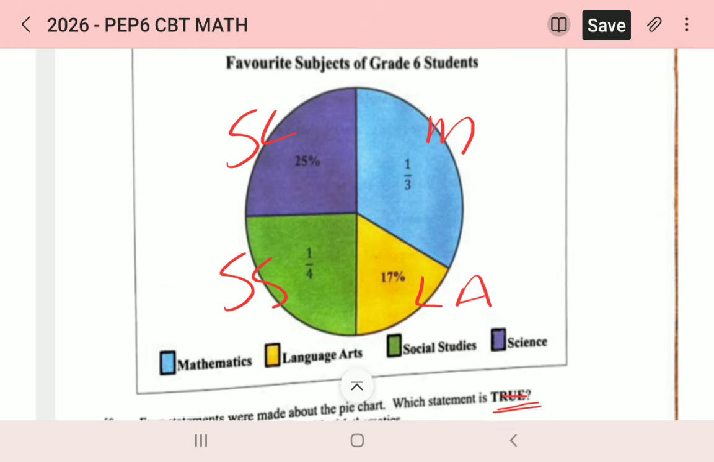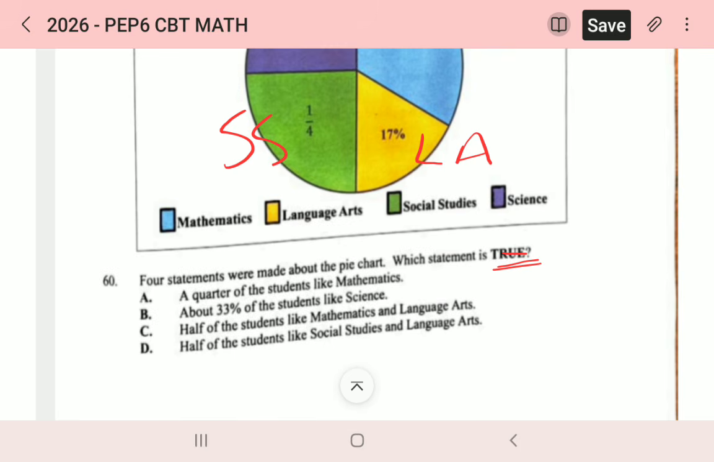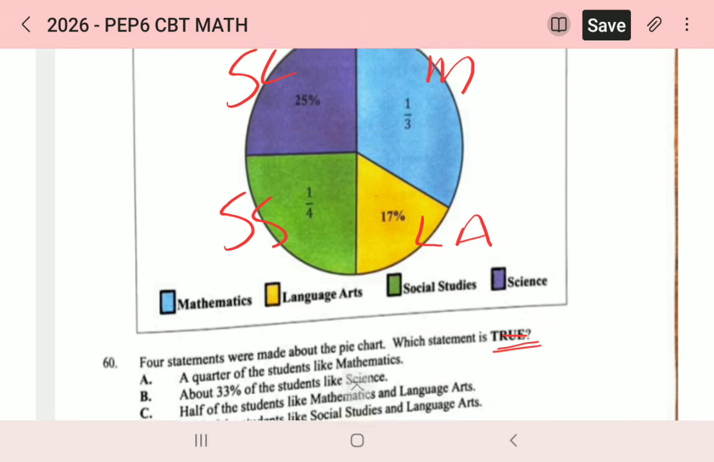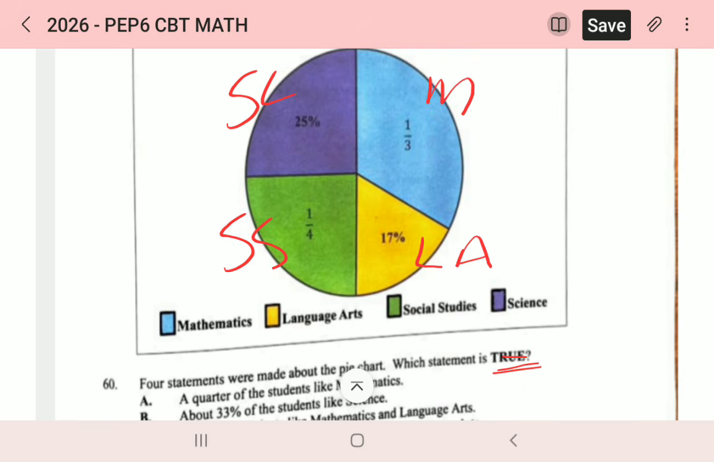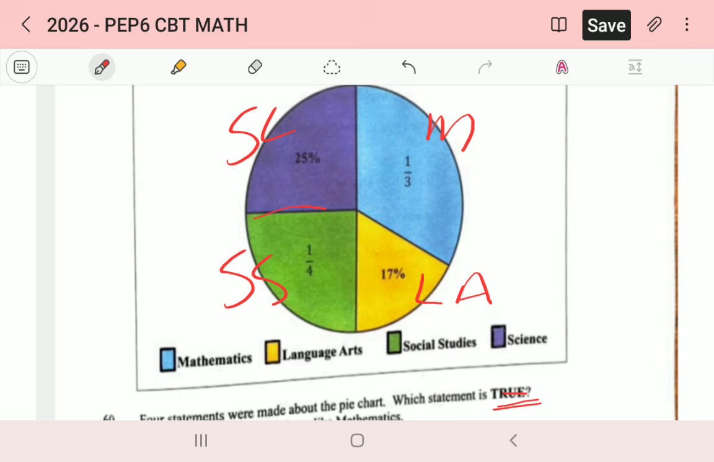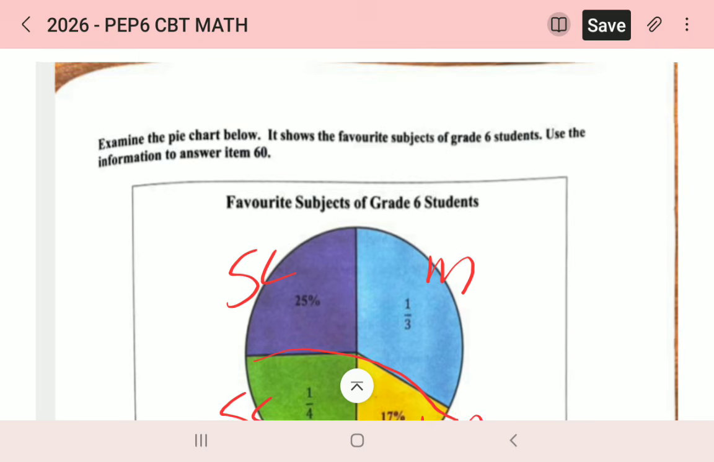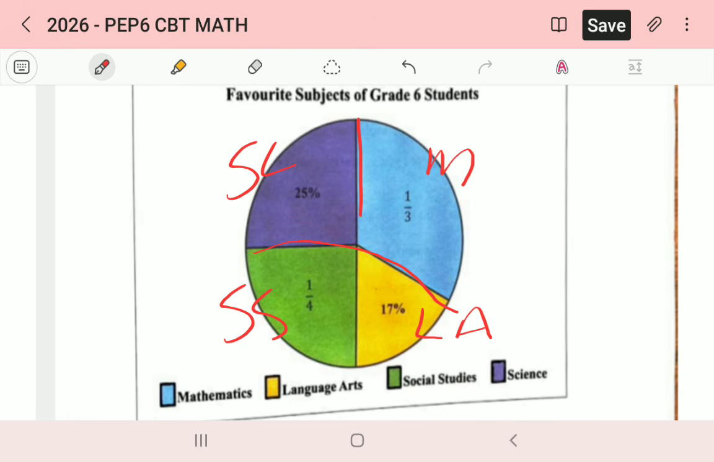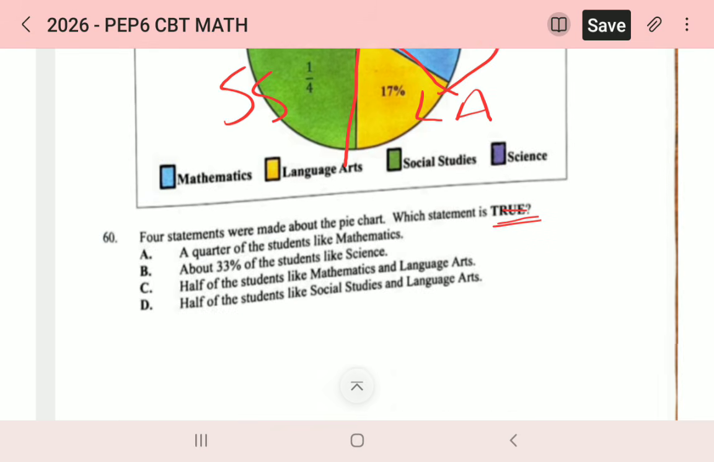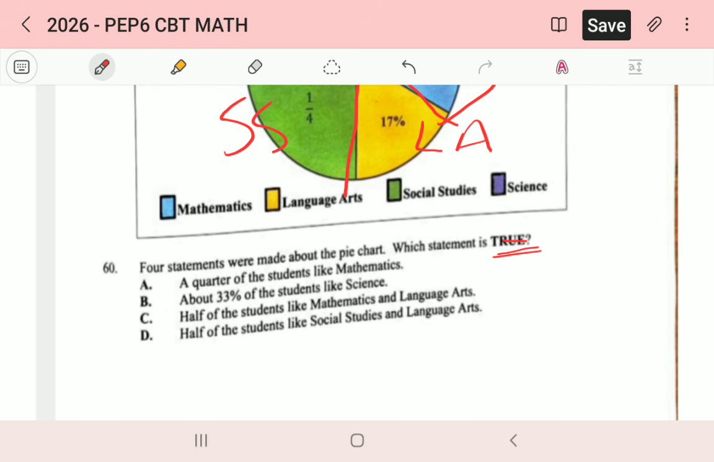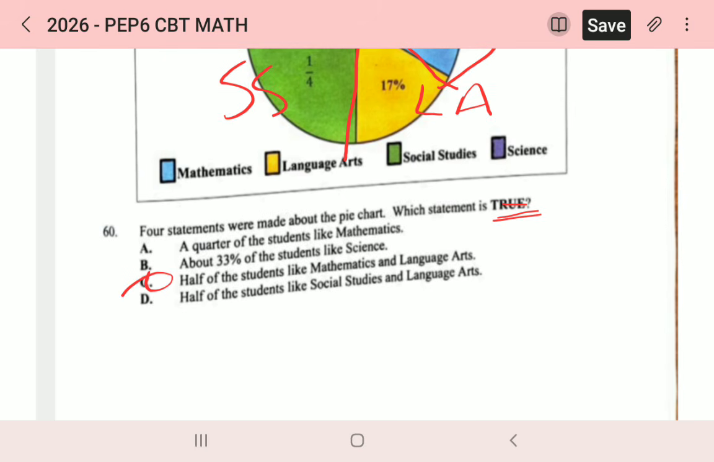All right. Let's look at D. Half of the students like social and language arts. This is not a half. This is less than a half. It's more on this side, which says a half of them like maths and language together. Let's see that. A half like maths and language is at C, and that's 60.